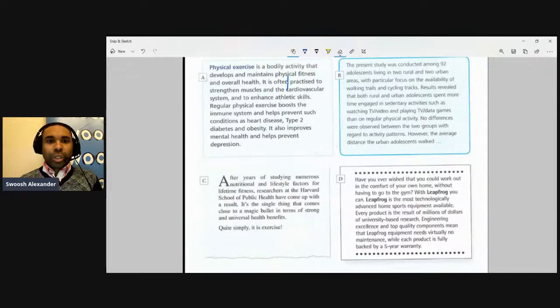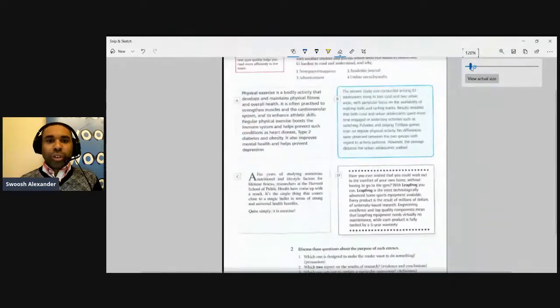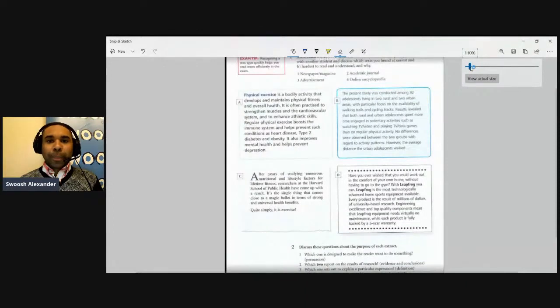So if we start at A, for example, where do we think text A would be found? We have some specific options here. We've got a newspaper or magazine, an academic journal, an advertisement, or an online encyclopedia. So if you've got any ideas, do let me know in the chat what you think.